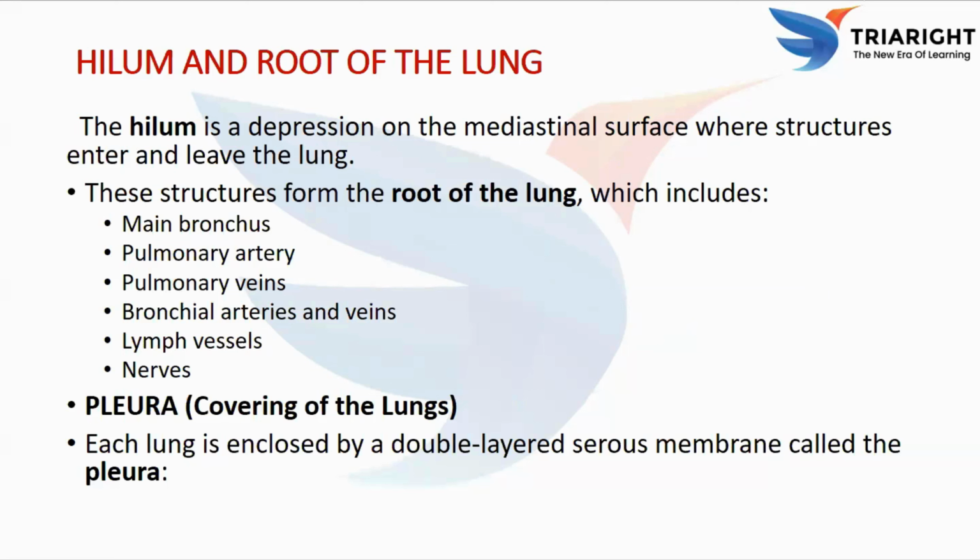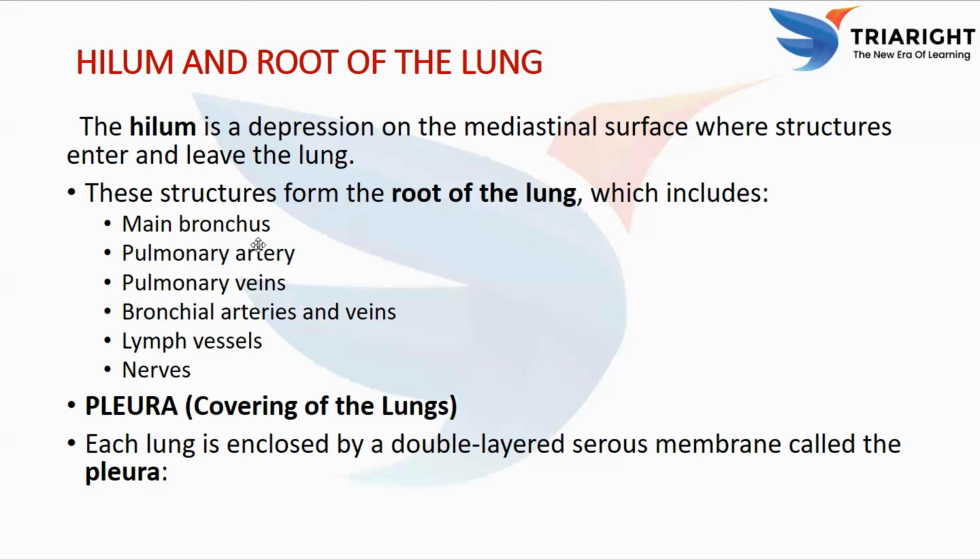Root of the lung. What do you mean by root of the lung? This is made up of the structures that pass through the hilum and connect the lung to the mediastinum. The root of the lung includes the main bronchus, pulmonary artery, pulmonary veins, bronchial arteries and veins, lymph vessels, and also the nerves. The main bronchus carries the air into and out of the lung.